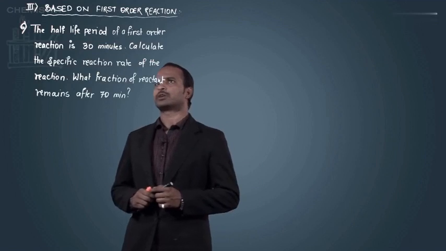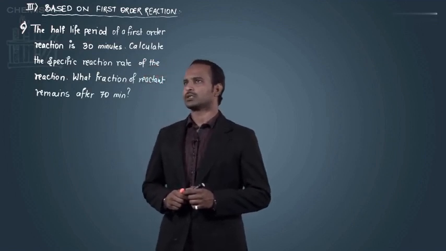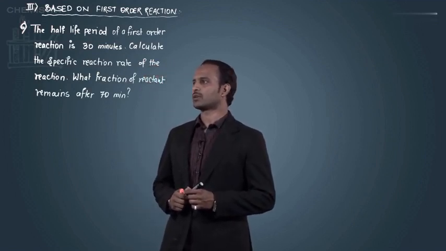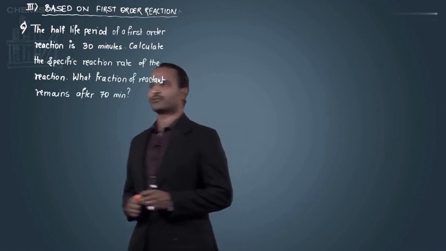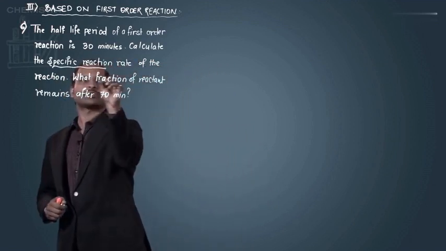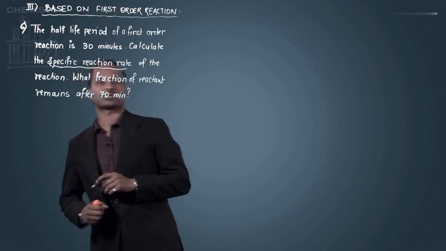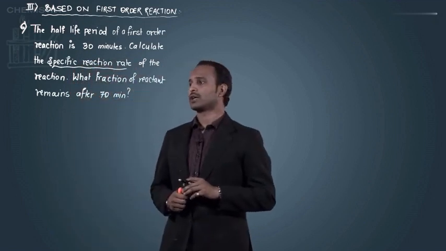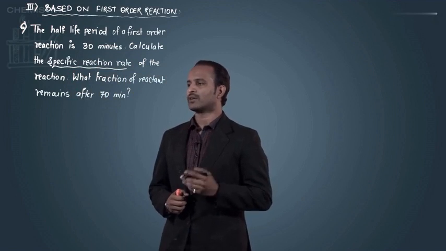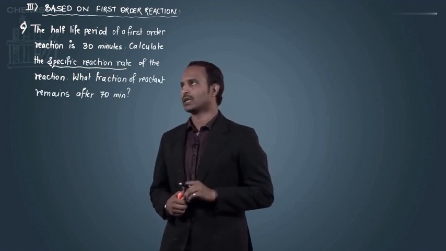Next is: the half-life period of a first order reaction is 30 minutes. Calculate the specific reaction rate of the reaction. Specific reaction rate means we have to calculate the value of K, that is the rate constant, and what fraction of reactant remains after 70 minutes. What fraction is left after 70 minutes we have to calculate.